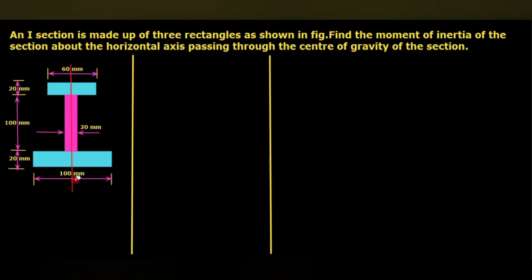And then this I section is symmetric about the vertical axis. So it is not needed to calculate x bar, since to calculate the moment of inertia with respect to the horizontal axis passing through the center of gravity, x bar is first of all not needed. So we have to calculate only y bar.